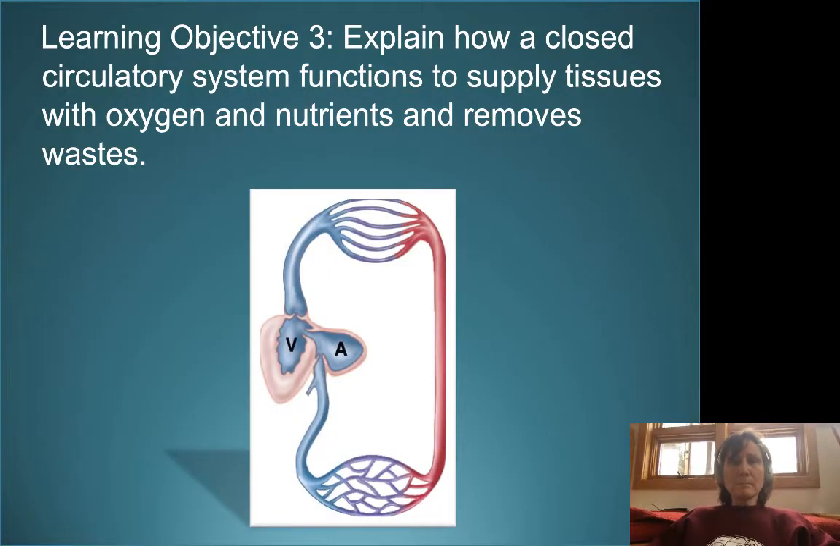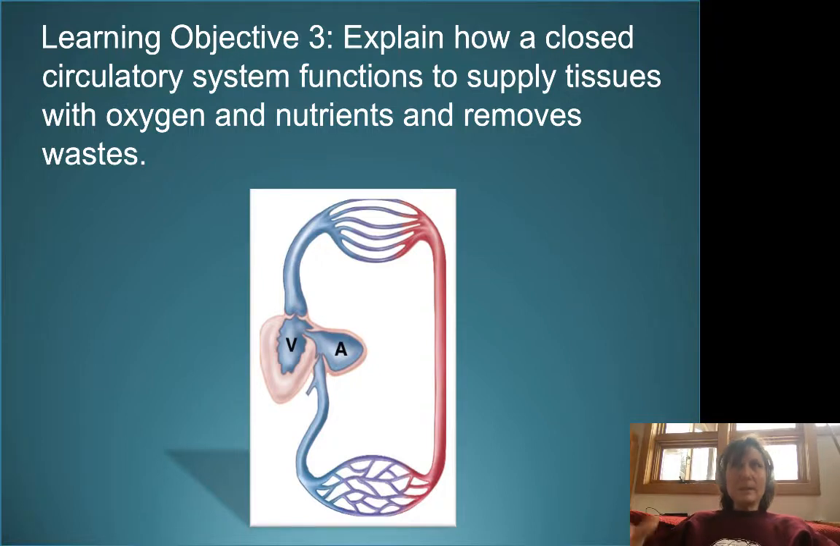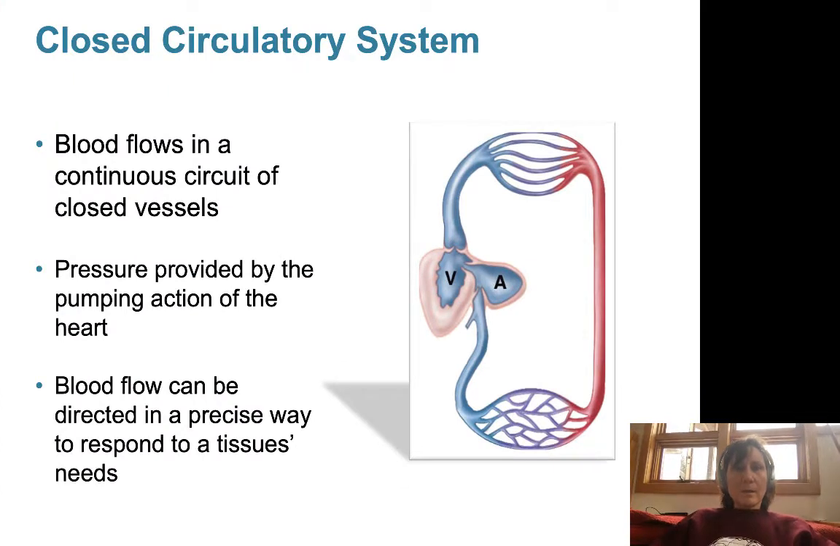Okay. So now let's zoom out a little bit and talk about closed circulatory system functions and how they supply tissues with oxygen and nutrients and remove waste. We've already talked about this a little bit. We've talked about open circulatory systems, and in lab this week you would have been talking about closed circulatory systems, so maybe some of you will get to go to lab tomorrow. We'll see what happens.